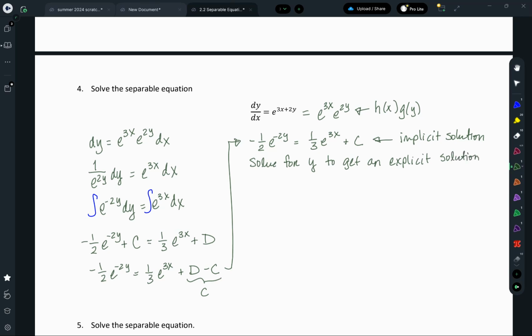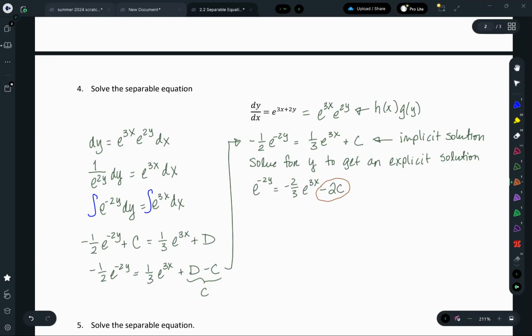Okay, so the first thing I would do is start to isolate that e to the minus 2y by multiplying both sides by a negative 2. And I get e to the minus 2y is equal to a negative 2/3 e to the 3x minus 2c. But minus 2c, that's still just a constant, right? So I could continue to write that as plus c. Multiplying c by a negative 2 doesn't change the fact that it's just some unknown constant, okay?